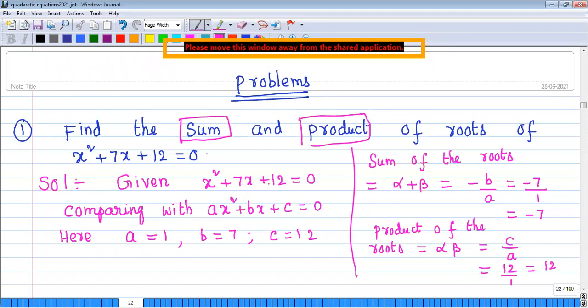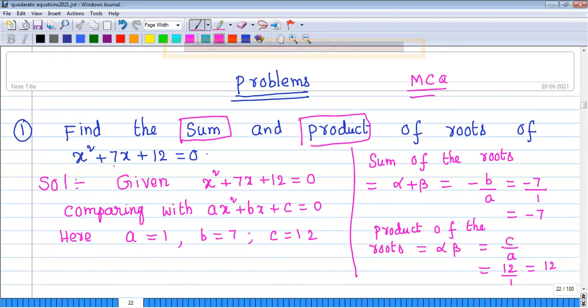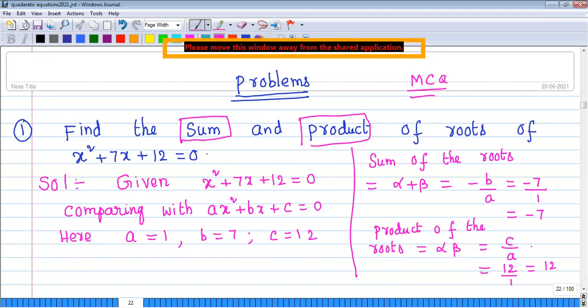For multiple choice questions, don't use these lengthy methods. It's very simple, you can write it without paper and pen. Sum is minus b by a, so minus 7 by 1, that is minus 7. Product of the roots is the constant term by the coefficient of x square, or c by a, 12 by 1, so 12 is the answer. Clear?